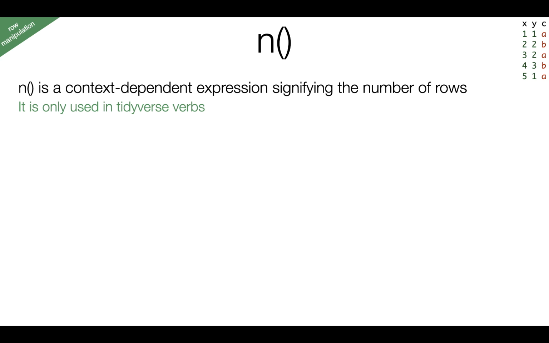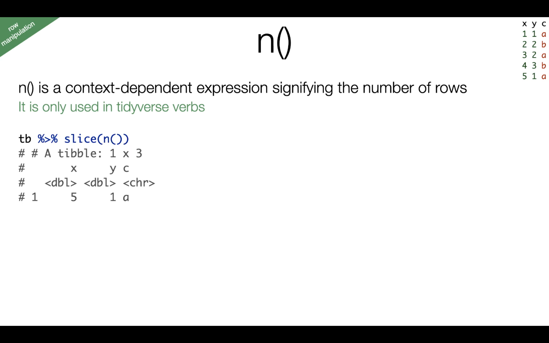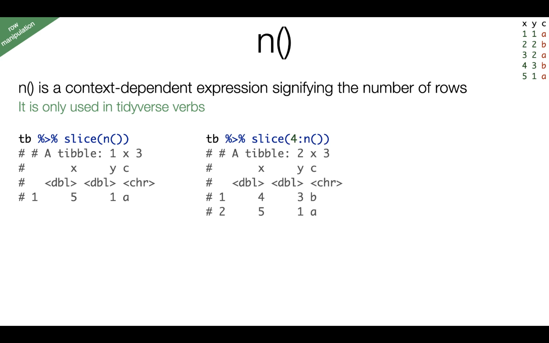Let's see an example. If I say tb slice n, I'm saying give me the last row of the dataset tb. Now, of course, in this case, we know that that last row is 5 because we know that it has 5 rows. Nevertheless, this is how this works. Here I have tb slice 4 to n. So take the 4th row to the nth row. Again, here I know it's 5, but we're going to find ourselves in situations where we don't know what that last row is. And that almost always happens because of something like grouping.